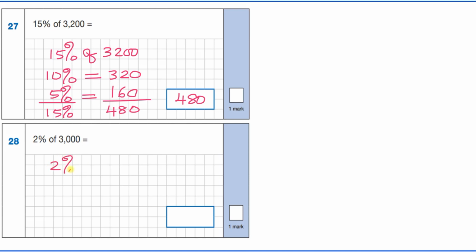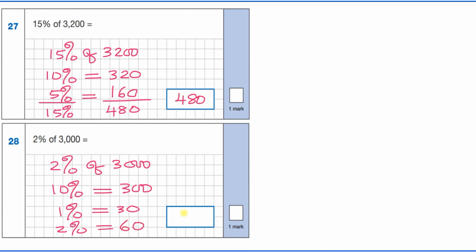2% of 3,000. All you want to do is find out the 10% first. 10%, knock off 1 zero, that is 300. And 1% you can find out by knocking off another zero, which is 30. And 2% you can times by 2, which is 60. That's how to do that percentage.